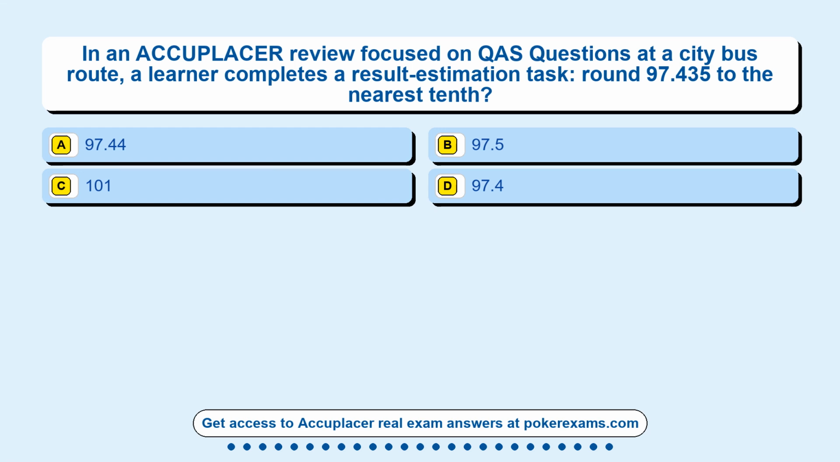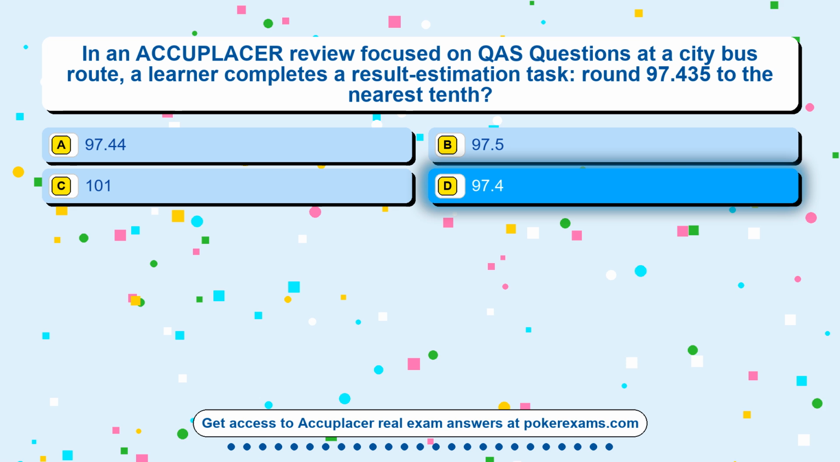Question 19. In an ACCUPLACER review focused on QAS questions at a city bus route, a learner completes a result-estimation task. Round 97.435 to the nearest tenth. Option A, 97.44. Option B, 97.5. Option C, 101. Option D, 97.4. The correct answer is option D, 97.4.